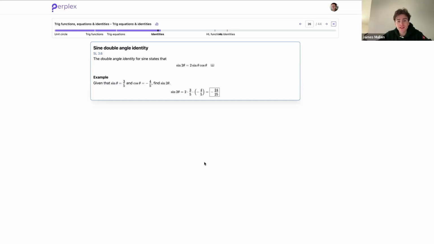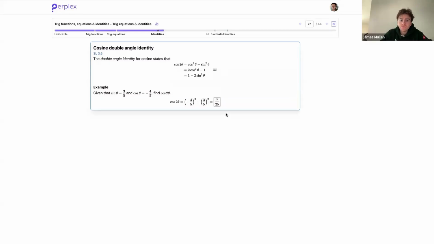But let's say I know that sin theta is equal to 3 over 5 and cos theta is equal to minus 4 over 5. Let's find sine of 2 theta, okay? So if I do 2 times sine theta, so 2 times 3 over 5 times minus 4 over 5, I get negative 24 over 25. That is sine of 2 theta. All right, pretty basic example, but basically just an identity that you can use.